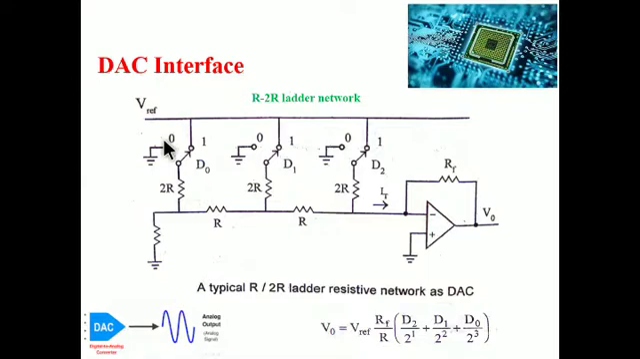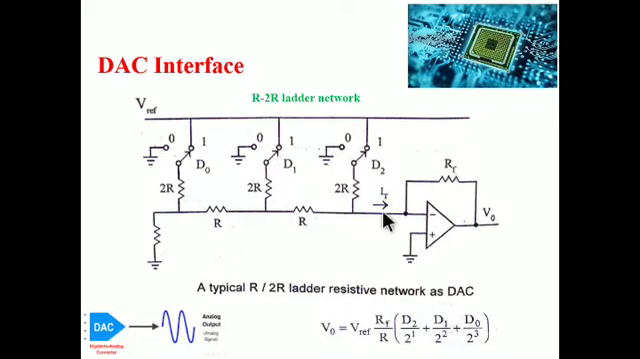When the digital input logic is 1, it connects to the resistive network. When it is 0, it connects to the ground. Okay, so this is a simple operation. The resistors are connected in such a way that for any number of inputs, the total current IR is in a binary proportion. The operational amplifier converts the current to the voltage value V0, which can be calculated from this equation: V0 is equal to V reference into RF by R.